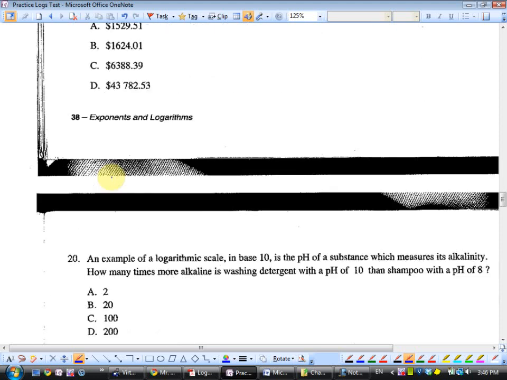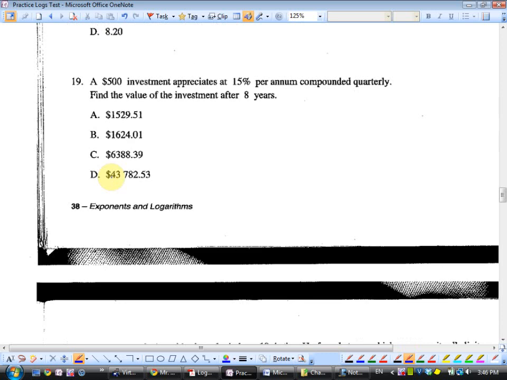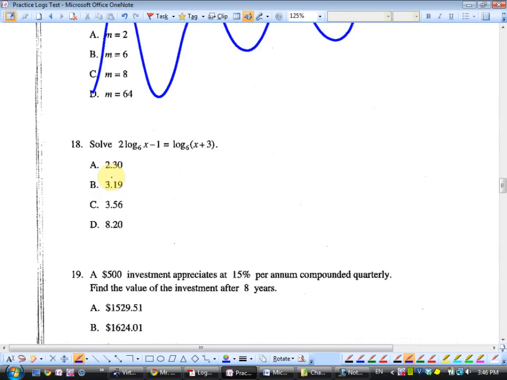Turn the page. We got what? A couple more multiple choice. Oh, a lot more multiple choice, and then we're jumping into the written. Let's see. I may skip a couple of these if they get redundant.